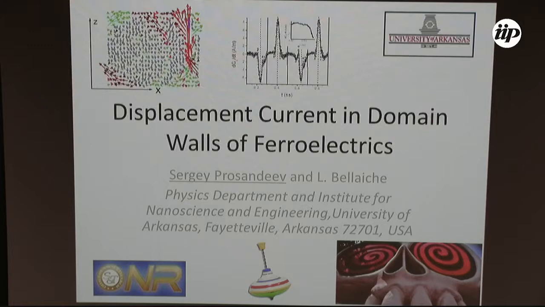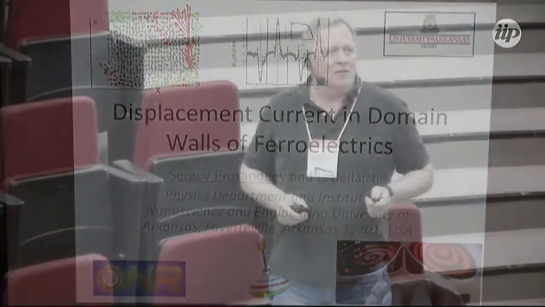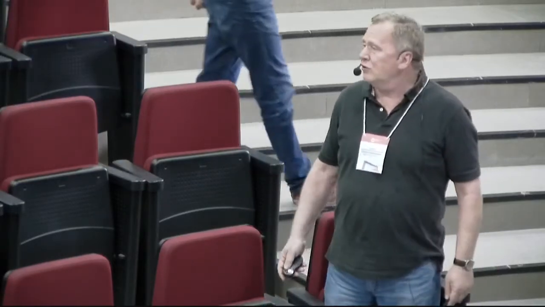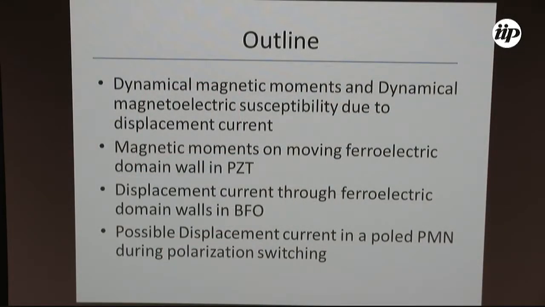Okay, thank you. I'll be talking about displacement current in ferroelectrics and about recent experiments on this topic. The outline includes first some theory, and then I will give you three examples. These are not all the examples we have considered, but I do not have enough time to show all of them. I will talk first about PZT domains, switching and the emergence of displacement current during such switching, and then BFO, and finally PMN, lead magnesium niobate, a relaxor ferroelectric.